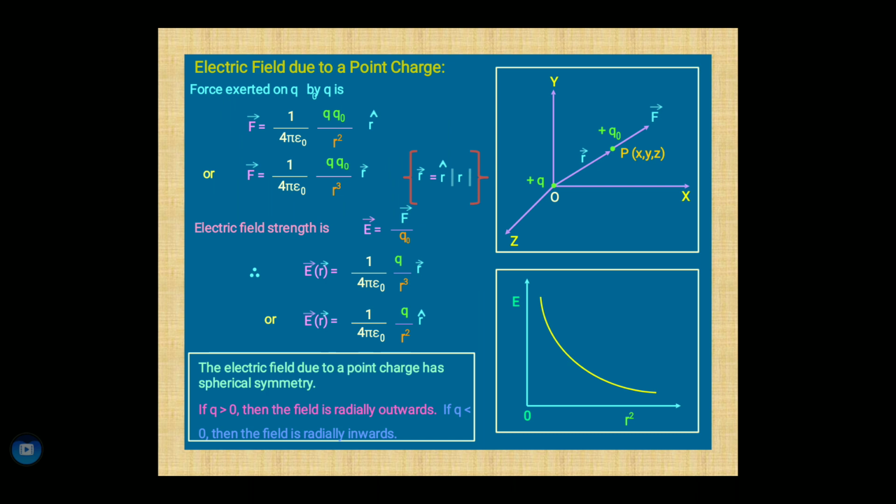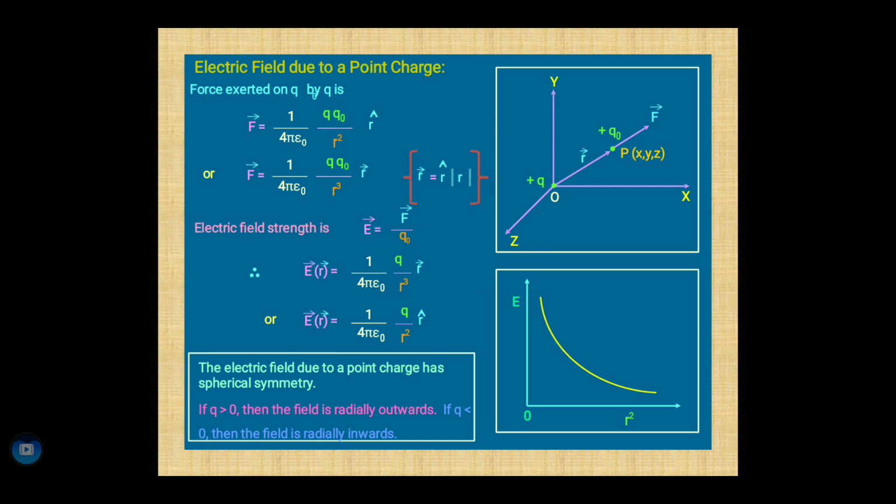And then if we want to convert this r cap into a vector quantity, simply we have to multiply r in magnitude in the numerator and denominator both. And our formula becomes F equals 1 upon 4 pi epsilon naught, Q q naught upon r cube into r vector. Now the electric field strength is E equals F upon q naught, and then we get our desired formula as you can see on the screen.